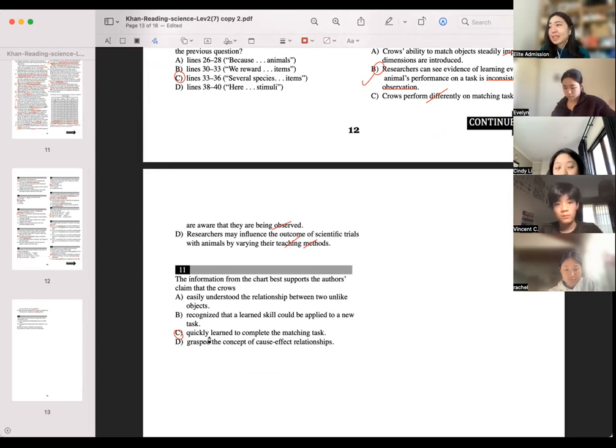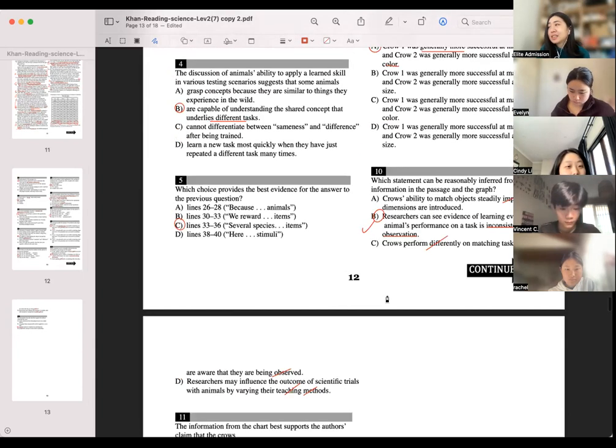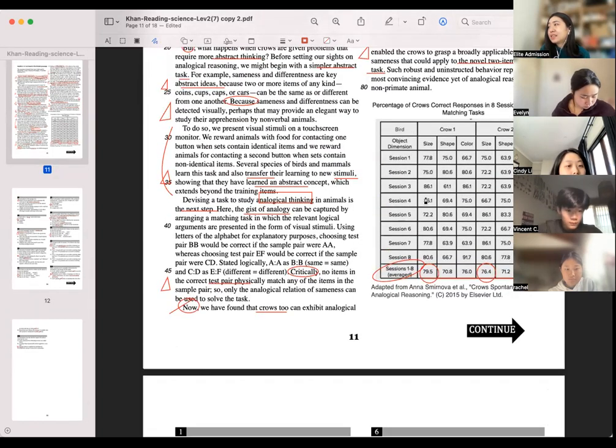Quickly. Again, that's the best answer. The other answers are just wrong. But how do we get that quickly? Okay, learn to complete the matching task. How to justify that quickly? Can anyone try to explain? Did you choose C? How can you justify that from the graph?